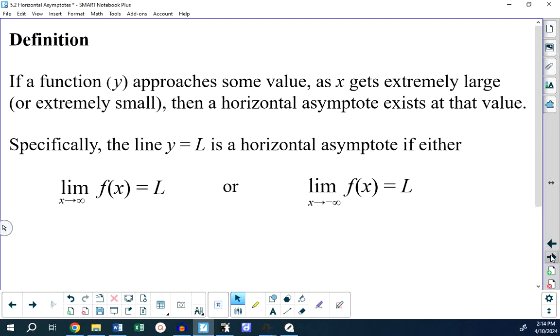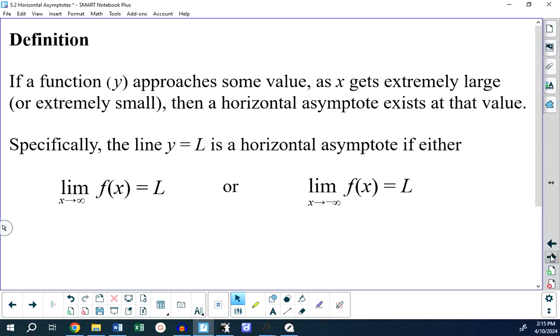So if the limit as x approaches infinity of a function is 5, that means that at x equals 1,000,000, y might be like 5.001. And at x equals 10,000,000, y might be 5.0000001. y is getting closer and closer to whatever that limit is equal to. And then as x approaches negative infinity, if the function approaches L, there's a horizontal asymptote.